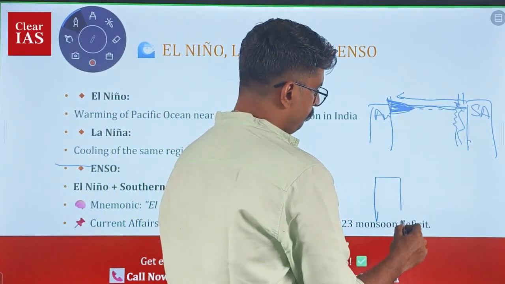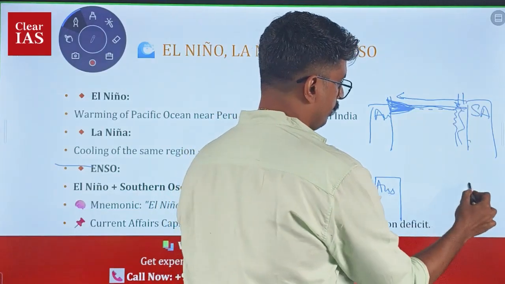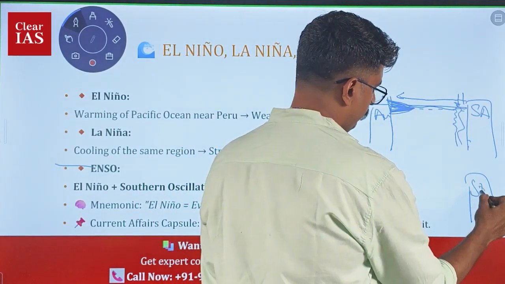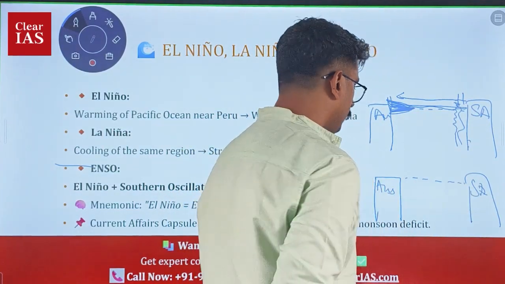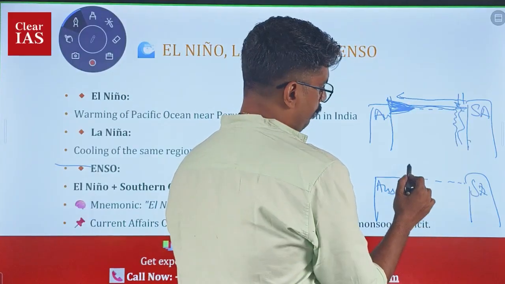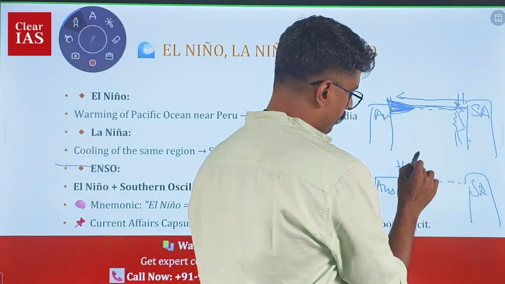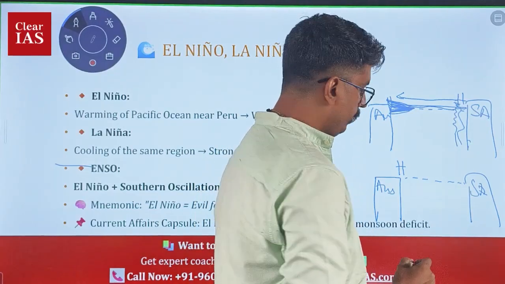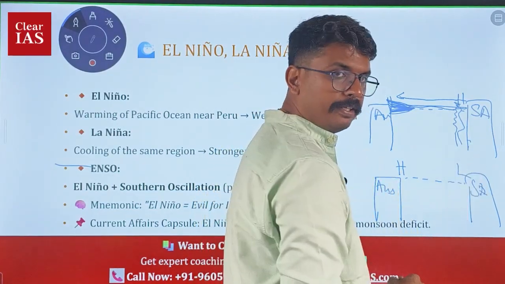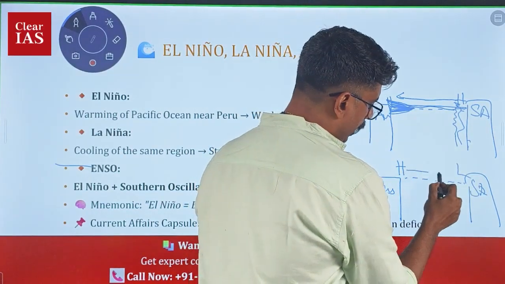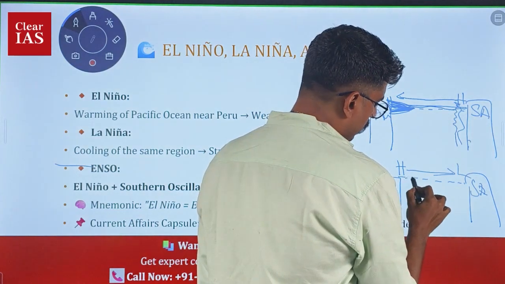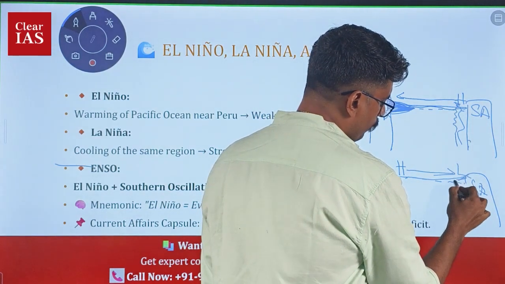Now, opposite. South America. Here we have the high pressure is created where? In Australia, right? And low pressure is created in South America. So the wind will blow from high to low and it will accumulate water in the coast of South America.